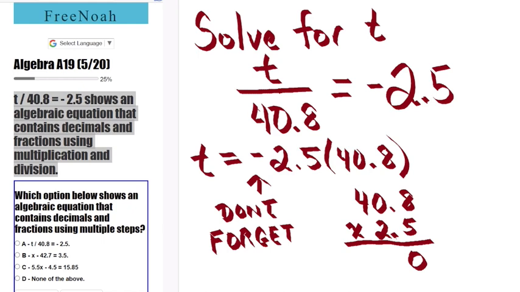So 8 times 5, that gives us 40. Drop down the 0, carry over the 4. 0 times 5 gives us 0, plus 4 gives us 4, and then 4 times 5 gives us 20. Moving on to the second row, we have 8 times 2, giving us 16. Drop down the 6, carry over the 1. Let's get rid of this 4 here. Carry over the 1.